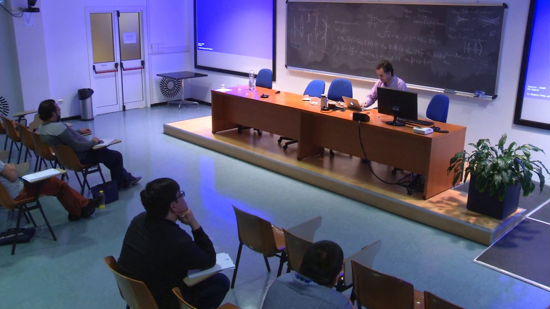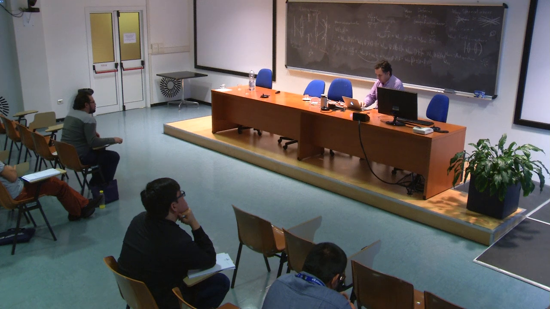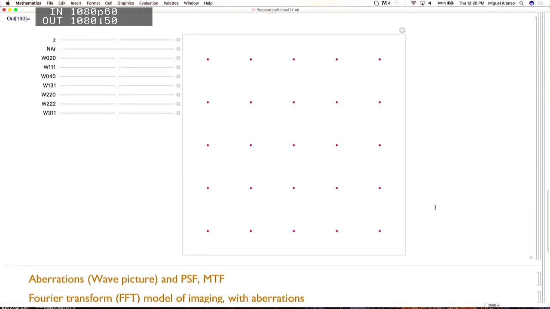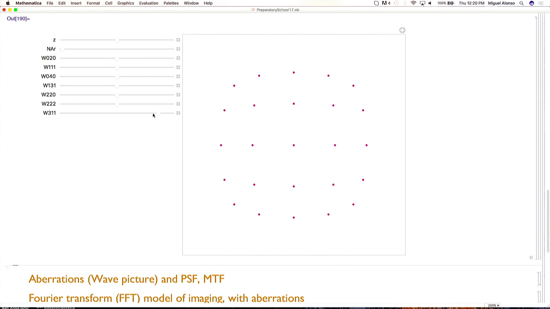So just to finish this, let me show you the same thing, but for an array of points. So for example, this is not only one point, this is several points. So if I add distortion, this is much lower. So this is a barrel distortion, sorry, or pincushion distortion if I go the other direction.